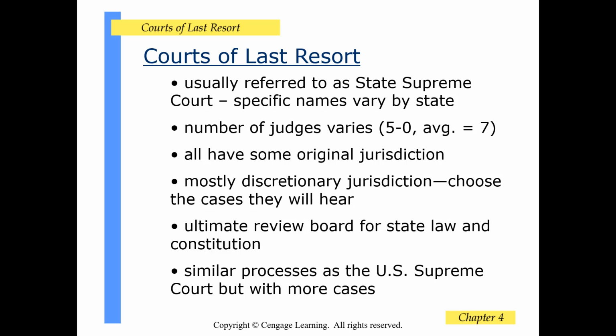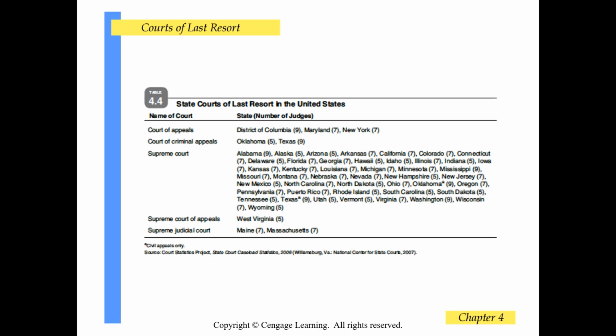They have ultimate review for state law and constitutional issues at the state level. Similar processes as the United States Supreme Court, but with more cases. Table 4.4 shows you state courts of last resort in the United States. In the state of Texas, we have a split court of last resort for criminal versus civil matters. We have a Texas Supreme Court for civil matters and a Texas Court of Criminal Appeals for criminal matters.